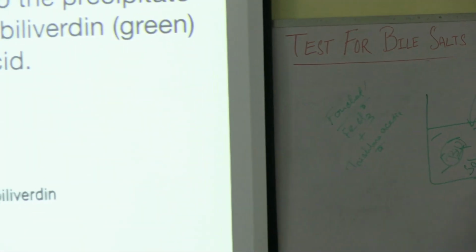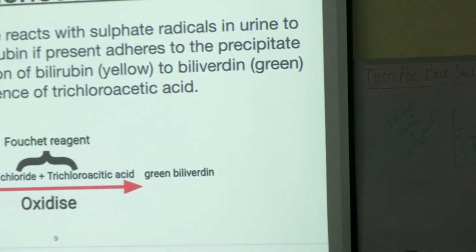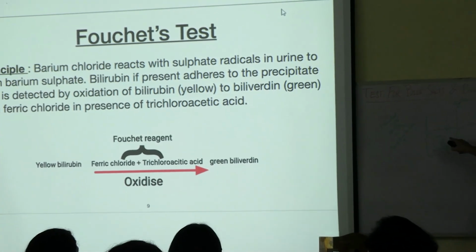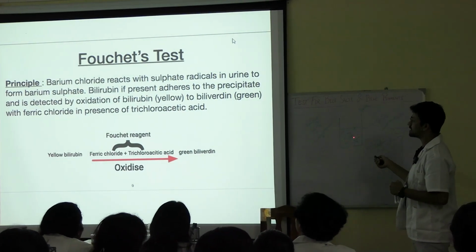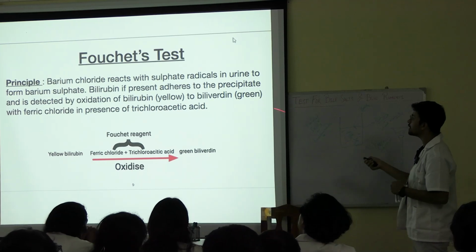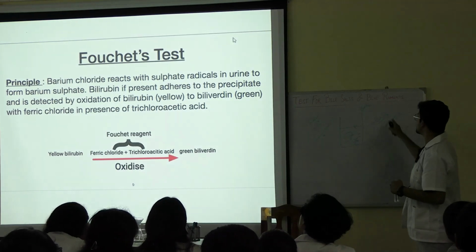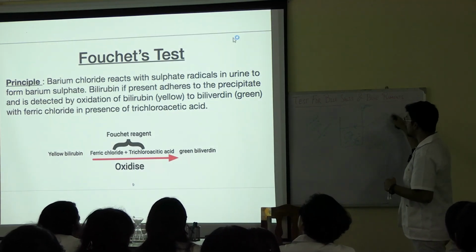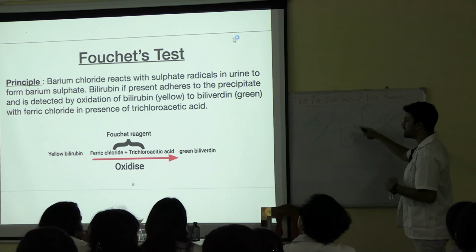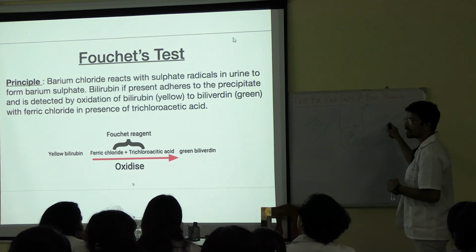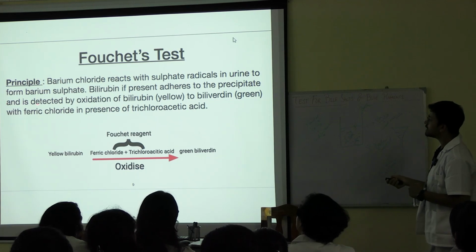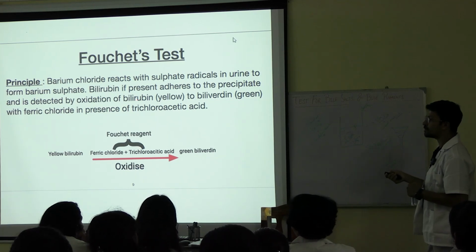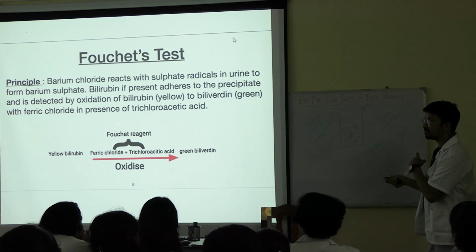The barium chloride reacts with the sulfate radicals and forms what? Barium sulfate. Now if the bilirubin is present in the solution we are suspecting, then it will adhere with the precipitate. After adding glacial acetic acid, this makes the medium acidic as well as it precipitates along with the bilirubin. Once it precipitates, it is detected by oxidation. Oxidation is done by the Fouchet reagent.